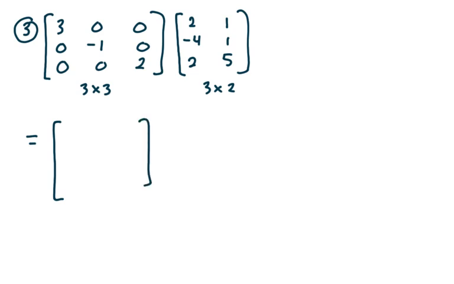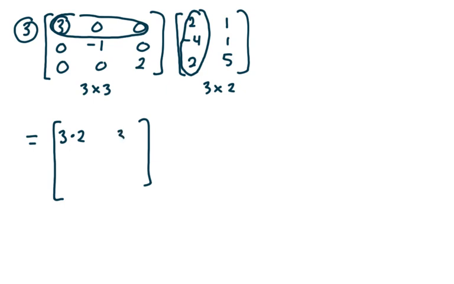Now, remember how we multiply, right? I'm taking the first row of this diagonal matrix and essentially dotting it with the first column of this second matrix. But if you notice, it equates to taking that 3 and multiplying it by every entry in the first row. So this is 3 times 2, and then 3 times 1, okay?